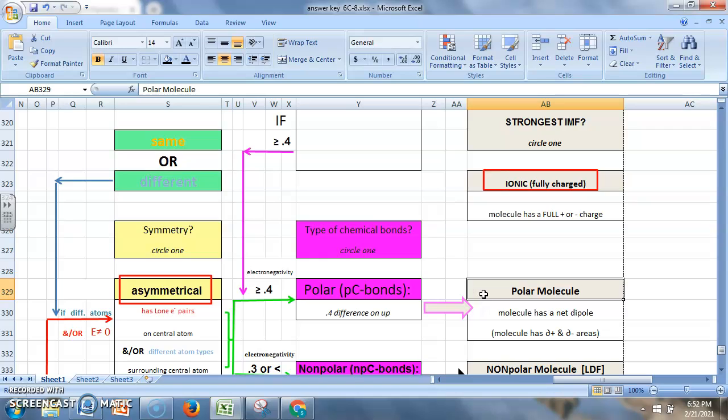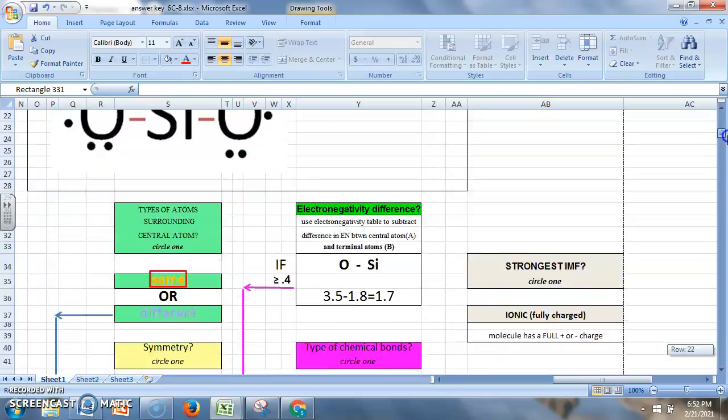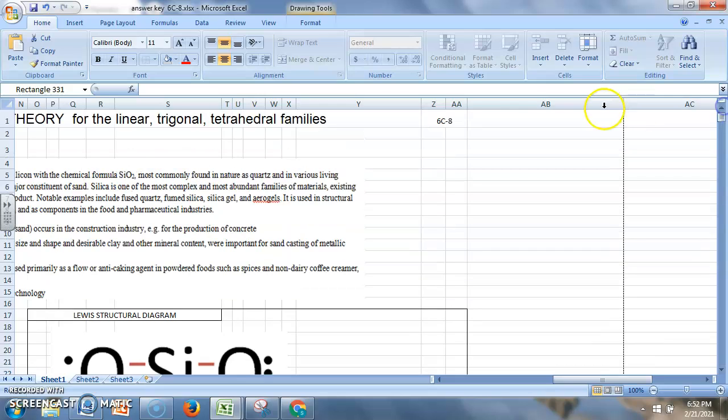However, we're not really worried that there's a dipole on the molecule because the molecule itself has a full charge. It is ionic. And that's really the strongest force we could have between two molecules, a full charge. So with that said, this takes care of our final problem on 6C8.